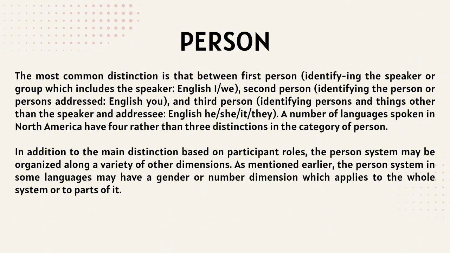In addition to the main distinction based on participant roles, the person system may be organized along a variety of other dimensions. As mentioned earlier, the person system in some languages may have a gender or number dimension which applies to the whole system or parts of it.